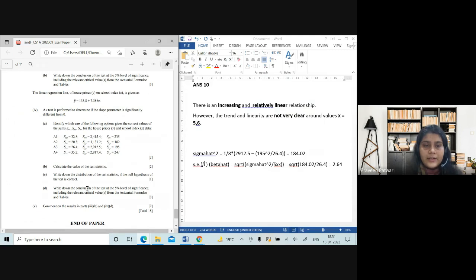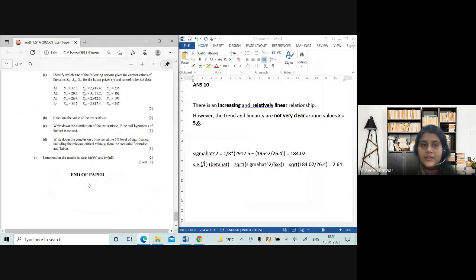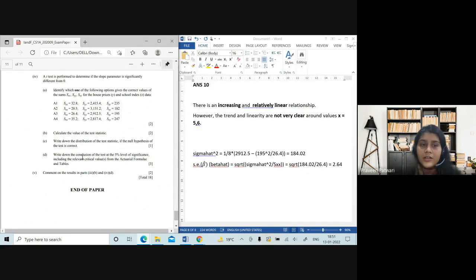Next part is write down the distribution of the test statistic. Very normal. Write down the conclusion of the test, same as above. Here you will have marks for the correct critical value and the proper referencing, for matching it with the test statistic, and for giving a proper conclusion and mentioning the level of significance.